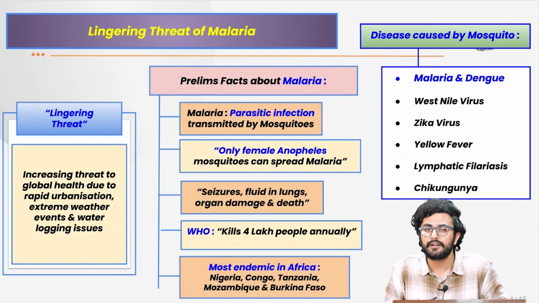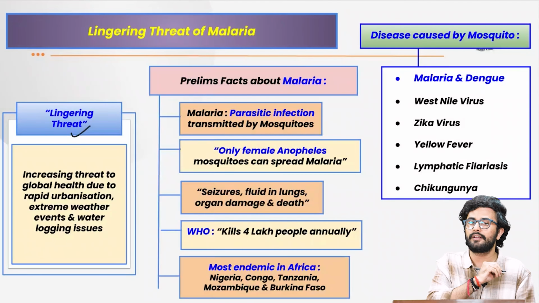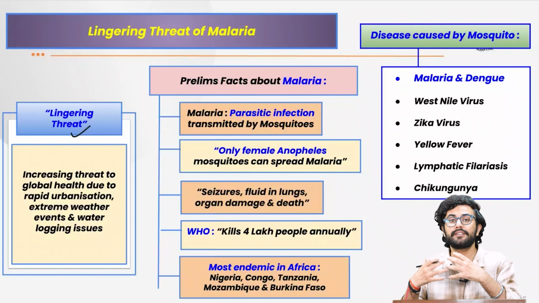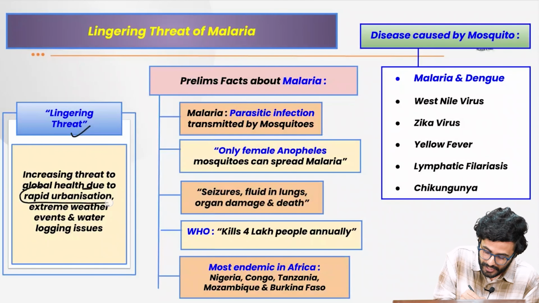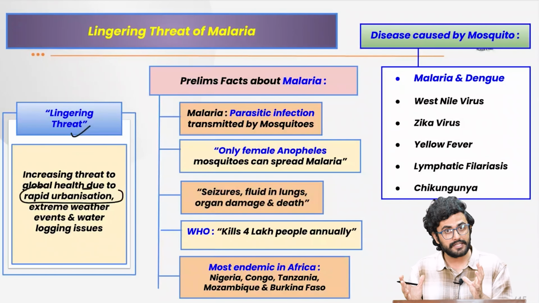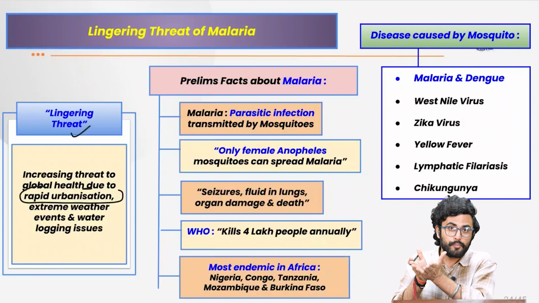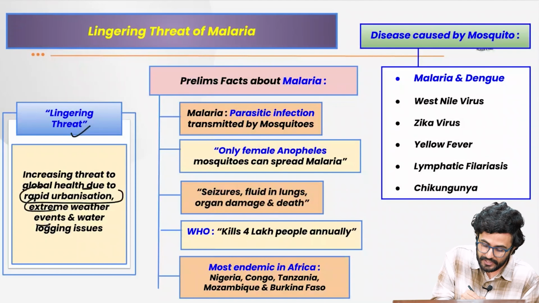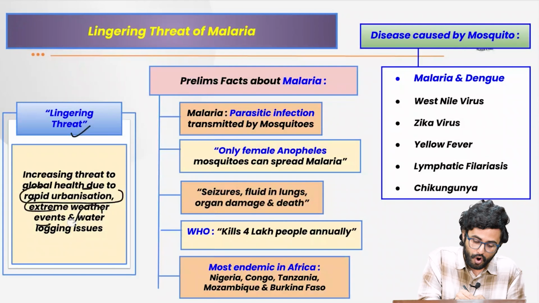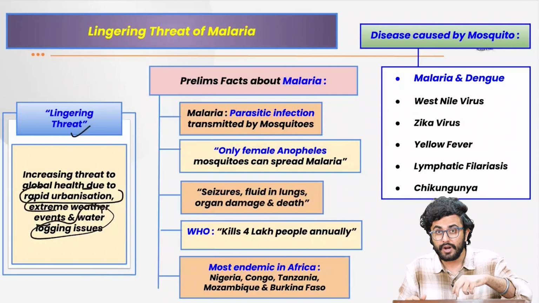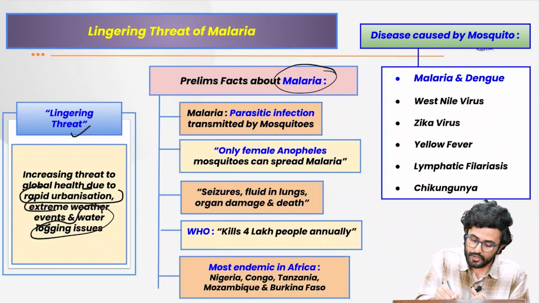Why is malaria such a serious issue? Because the World Health Organization's report calls it a lingering threat, with an increasing threat of malaria because of rapid, unplanned urbanization. For example, you can now see more potholes on the road. With more potholes and extreme weather events, or large-scale precipitation, it can lead to more waterlogging and thus provide more ideal conditions for mosquitoes to breed, which cause malaria.